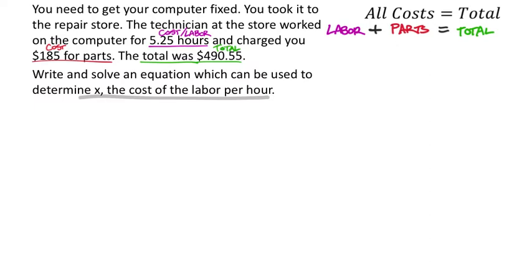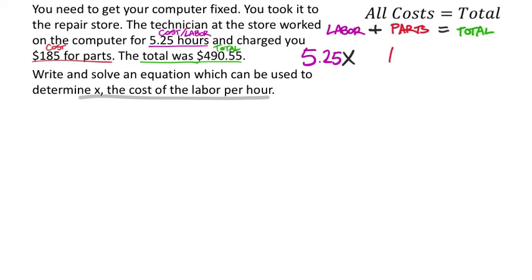All right, well, how much was the labor? We don't know. All we know about it is that it's X. That's what we're trying to figure out in this problem. But what we do know is that X is the cost per every 1 hour, and that the technician worked for 5.25 hours. So the total for the labor will be 5.25 times the value of X.